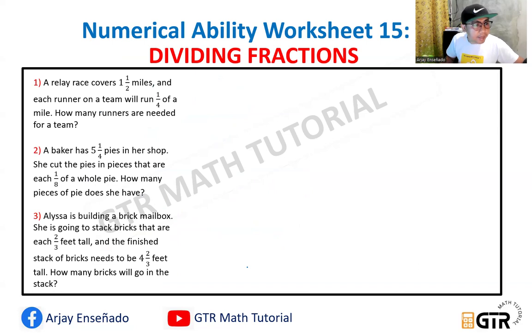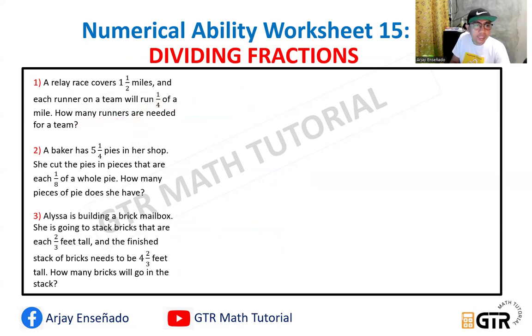Okay, so next part ay problem solving. So we have 3 problems. So obviously, the process is dividing. So titingnan lang natin yung mga keyword para malaman paano magiging division. Okay, so a relay race covers 1.5 miles and each runner on a team will run 1/4 of a mile. How many runners are needed for a team?